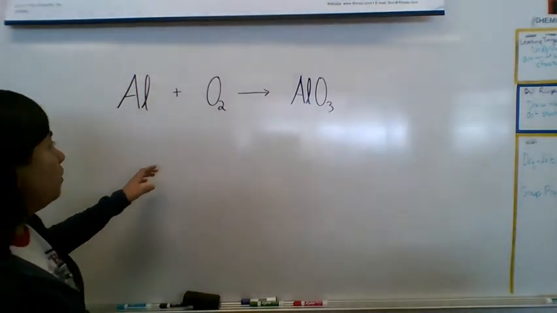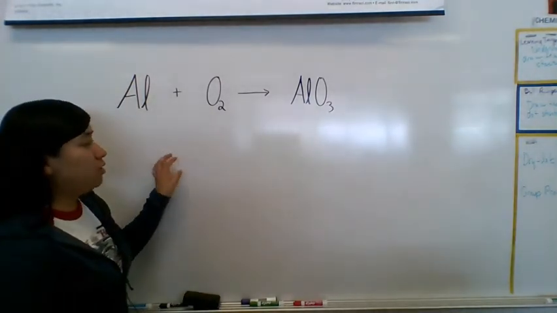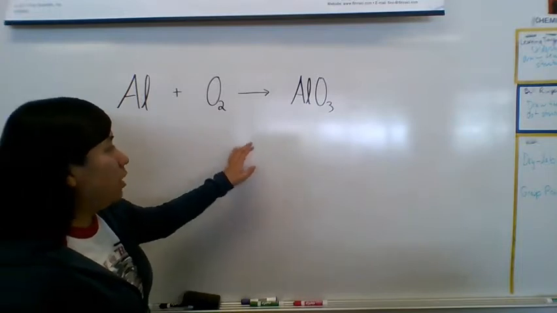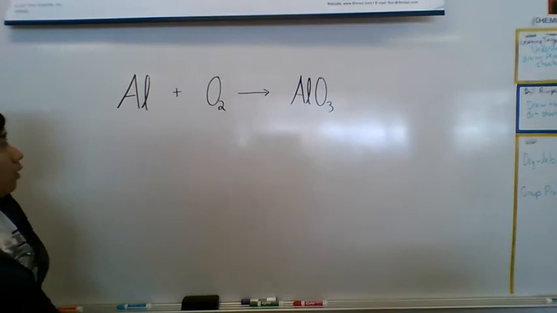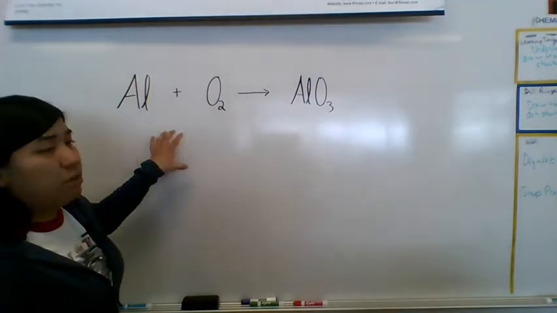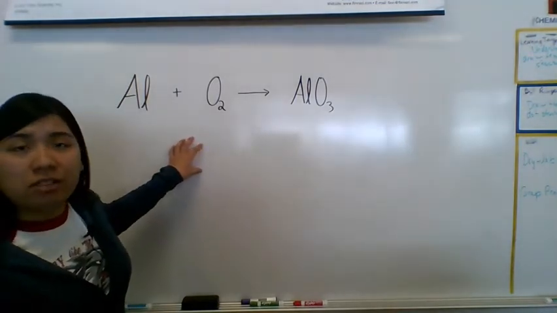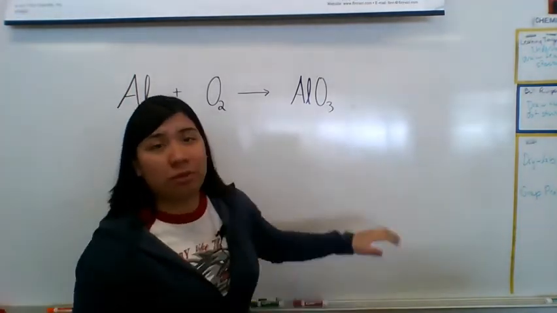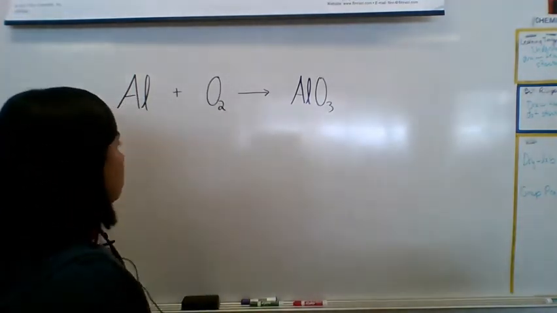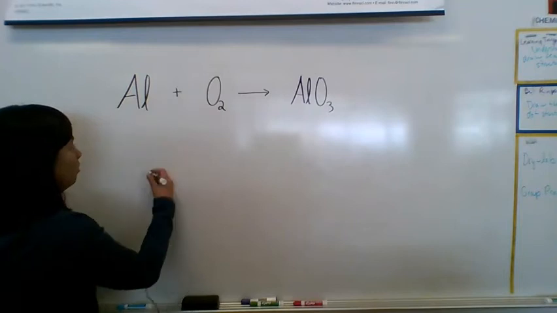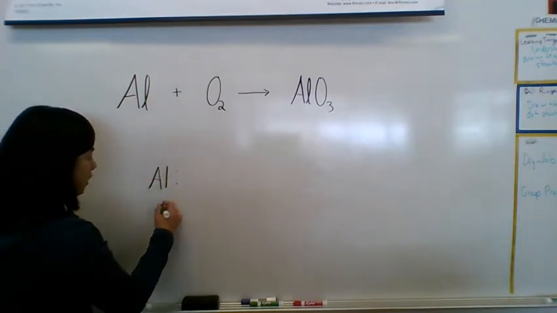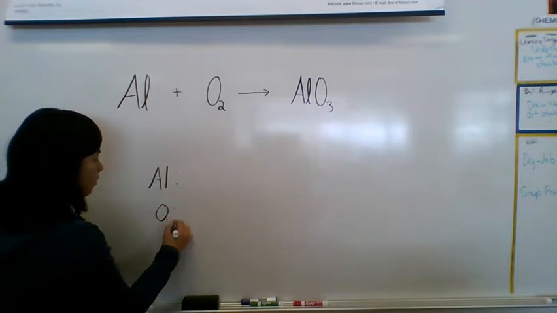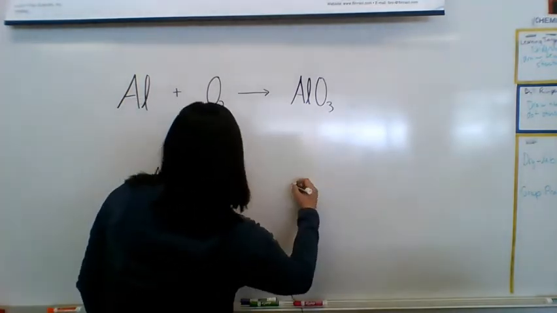The first thing I want to do is take an inventory of what atoms I have on the left and what atoms I have on the right. My goal is that the number of atoms on the reactant side, so the left side, is equal to the number of atoms on the right side. So I'm going to do an inventory. I'm going to put aluminum, that's what I have. I also have oxygen. And I have the same atoms on the right side.